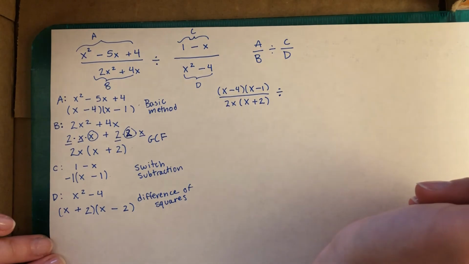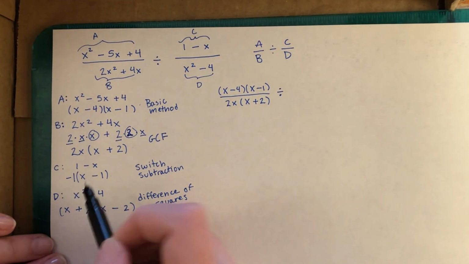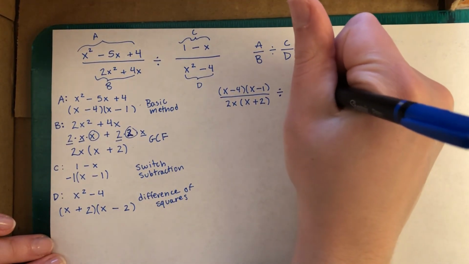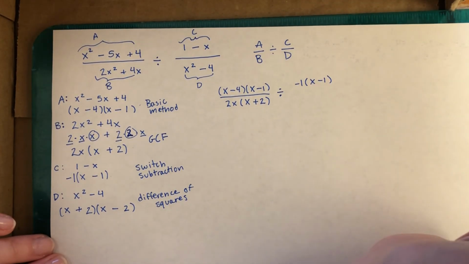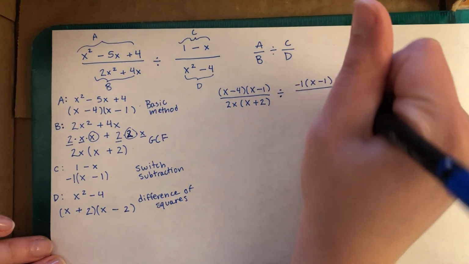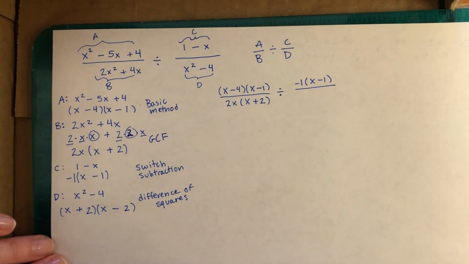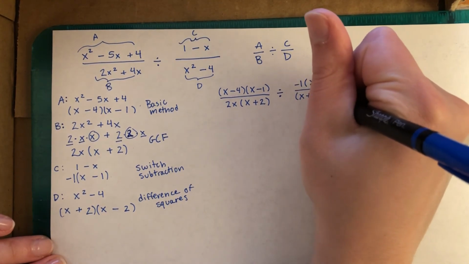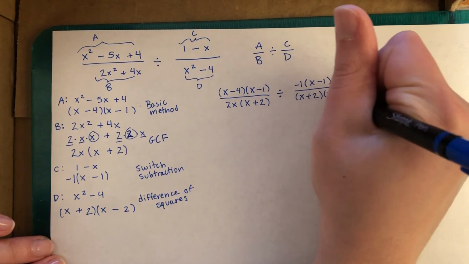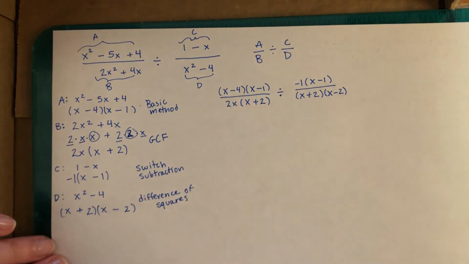Now I'm going to divide. C is negative 1, x minus 1. And D is x plus 2, x minus 2. Okay.